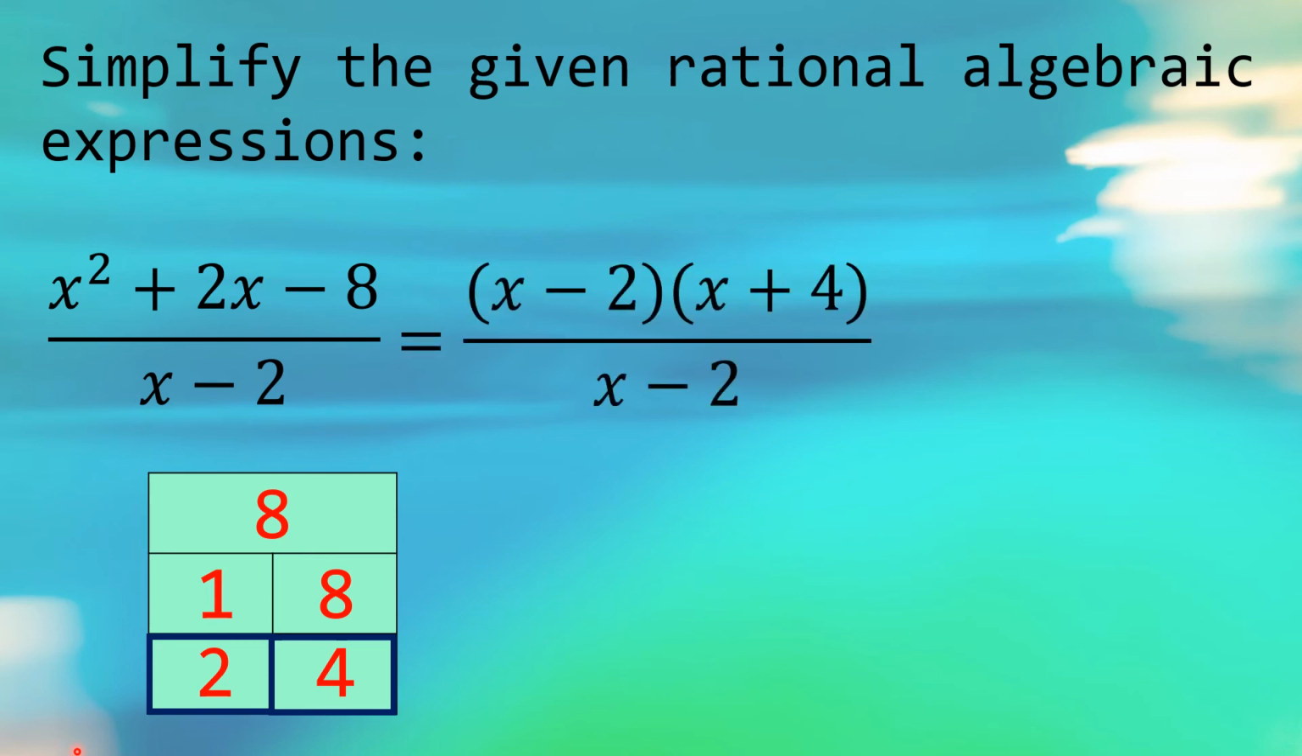So, ganito na yung kalalabasan niya. Ang factors ng x squared plus 2x minus 8 is, or are, x minus 2, galing dito, and then x plus 4. Negative ang 2, positive ang 4. Negative 2 times positive 4 is negative 8. Negative 2 plus 4 is positive 2. And then, i-bring down lang natin yung negative 2.